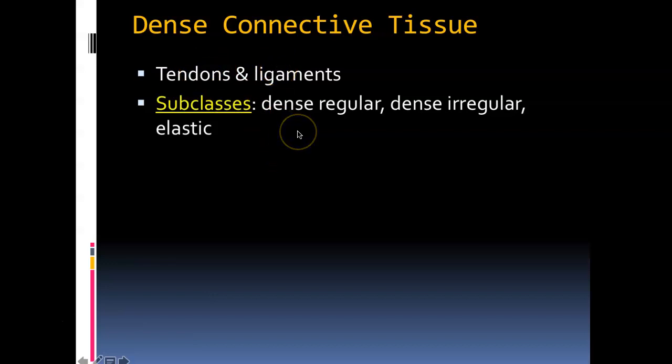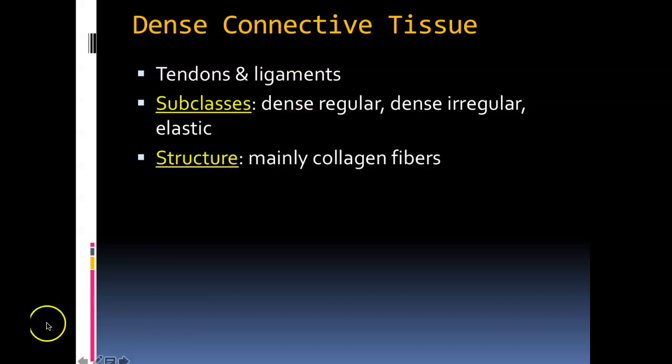All right, and then you have what's called dense regular, dense irregular, and elastic. So dense regular is going to cover ligaments and tendons. Dense irregular is the connective tissue that you're going to find under your skin, and then the elastic dense connective tissue is usually going to be found mostly in your blood vessels, so it helps them be elastic. All right, the structure is going to be mainly collagen fibers.